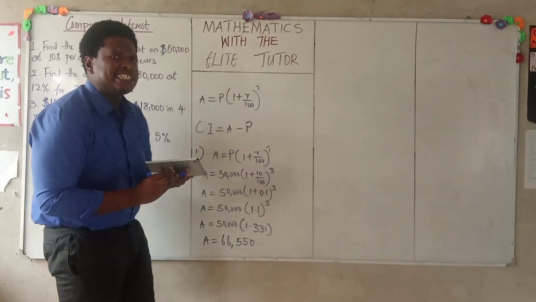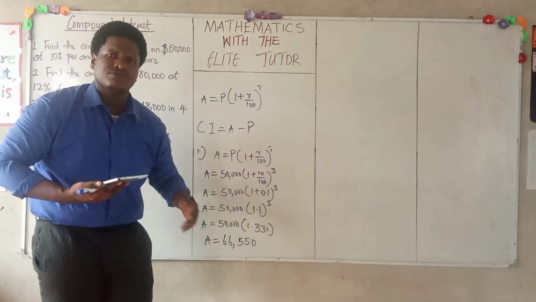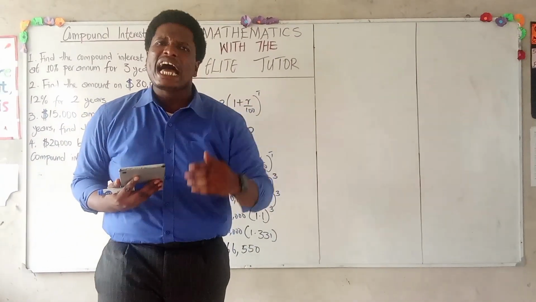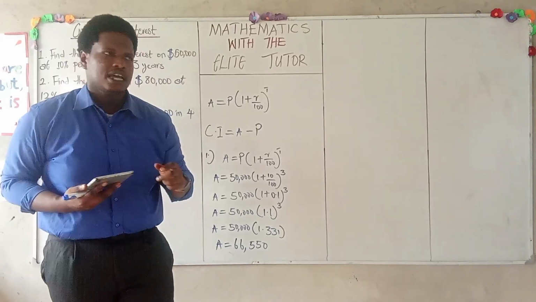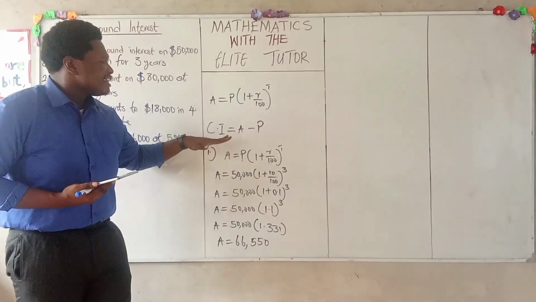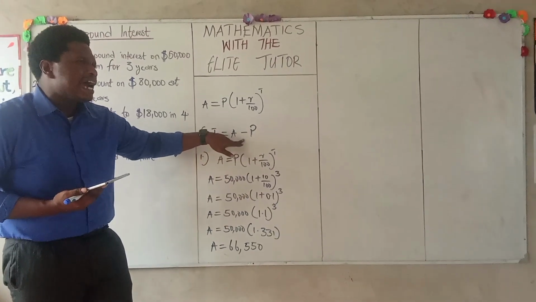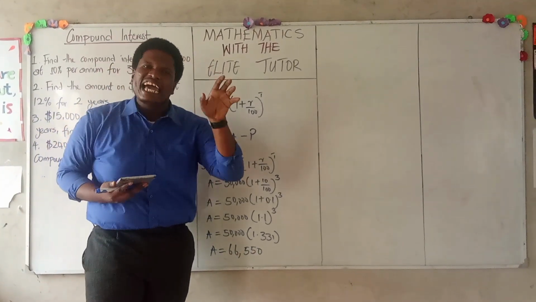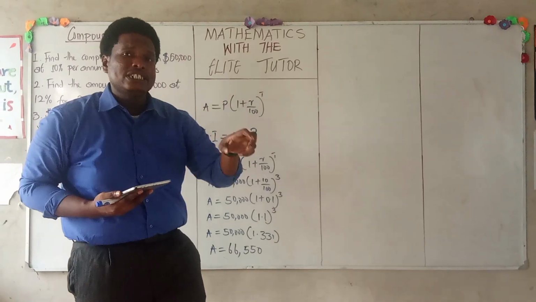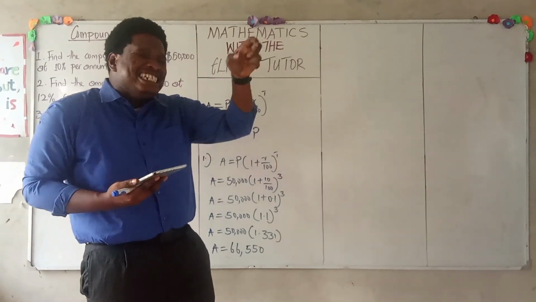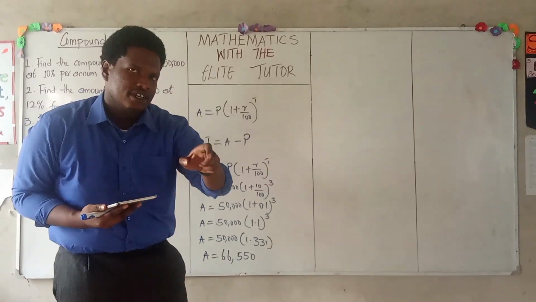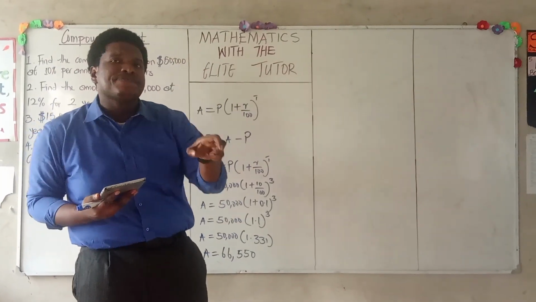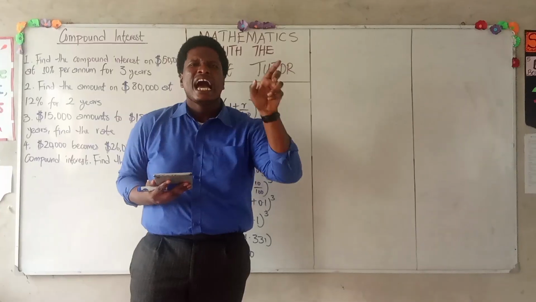So now, this is the value for our amount. But the question is not asking for the amount, the question is asking for the compound interest. Based on the compound interest formula, amount minus principal gives us the interest. And like I said earlier, compound interest is simply what? Interest on interest. The interest that is being calculated on the original amount after interest has already been added.